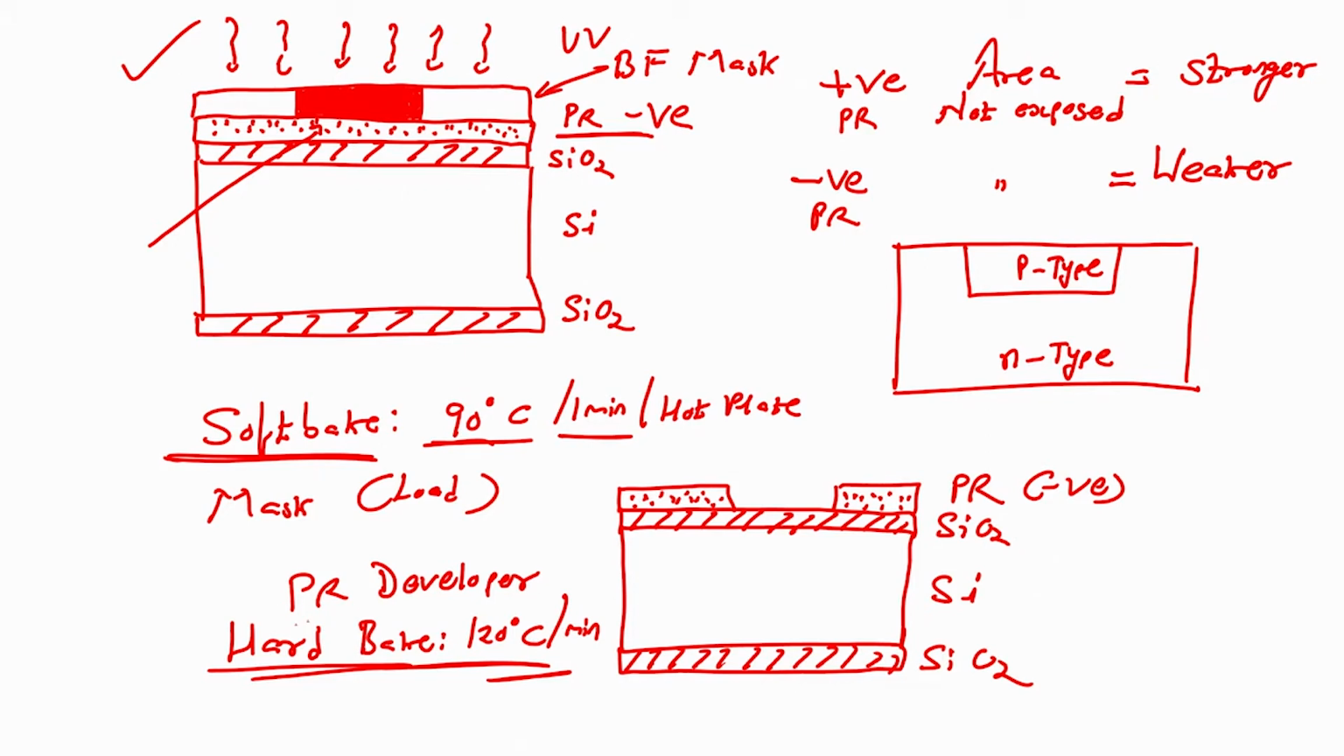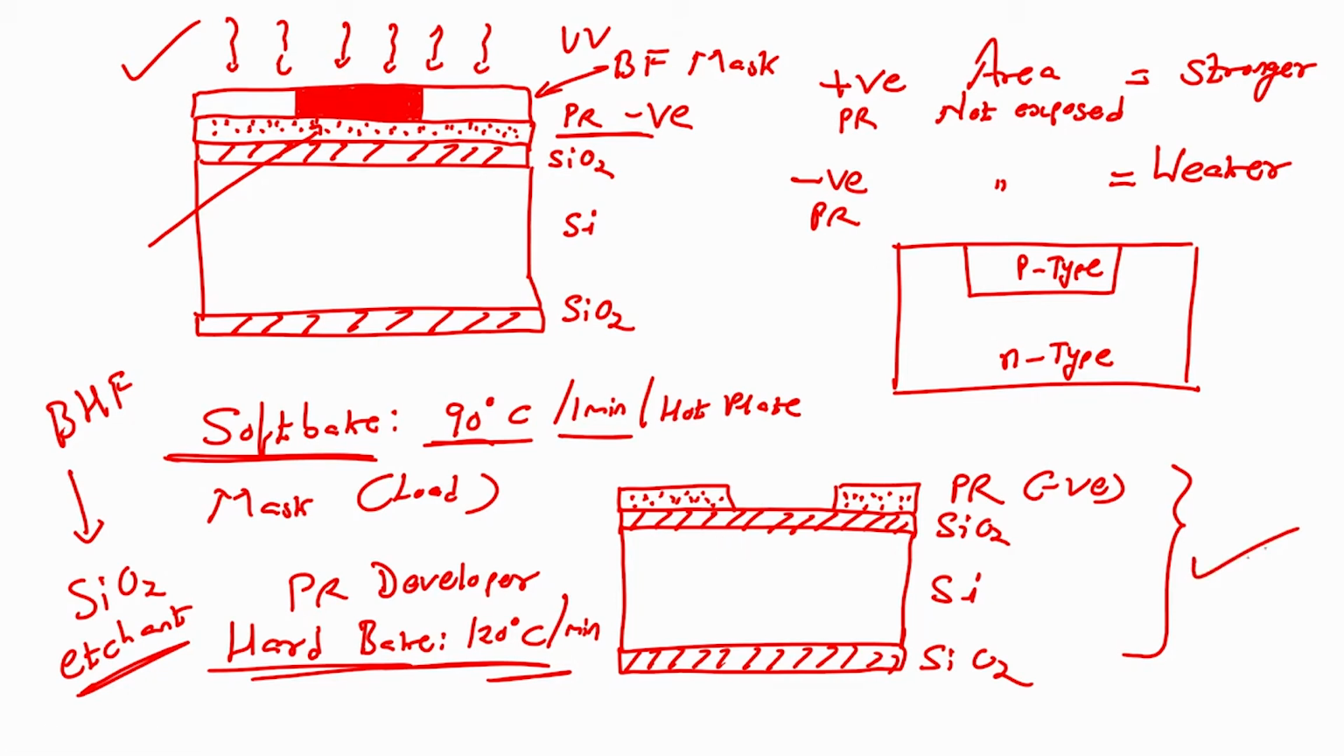So, when we do PR developing and hard bake, you get this particular wafer which is shown right over here. Now, what we have to do is dip this wafer in SiO2 etchant. What is SiO2 etchant? We all know, very easy to remember, buffer hydrofluoric acid, right. That means when I dip this wafer in BHF, what will happen? My SiO2 which is not protected by my photoresist will get etched, right, easy.